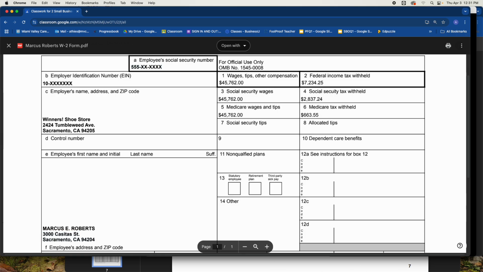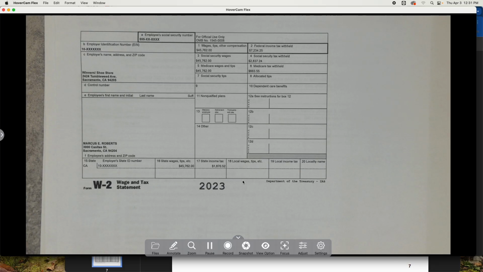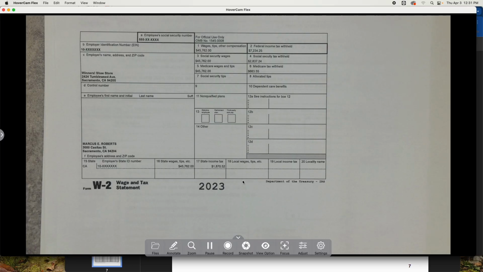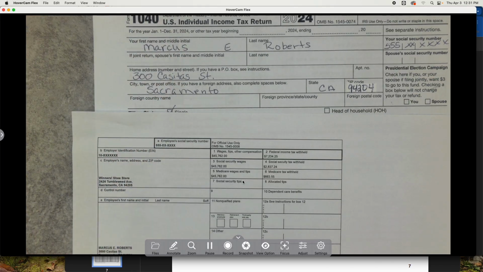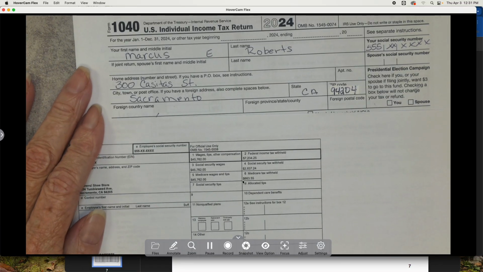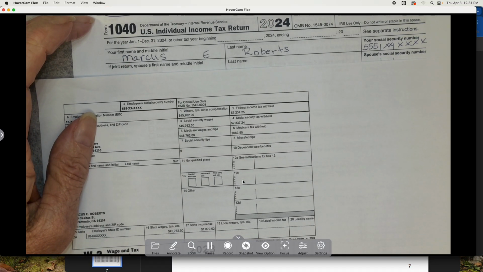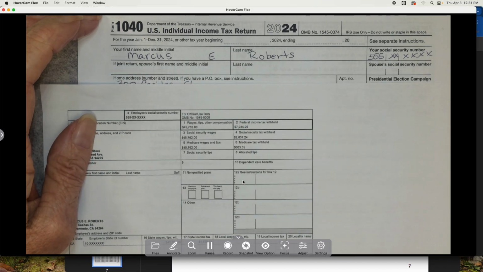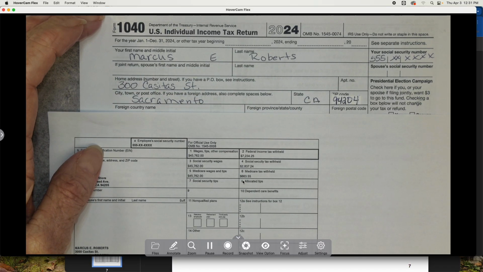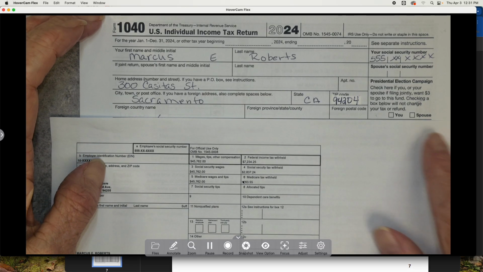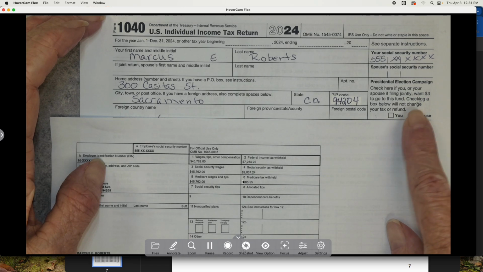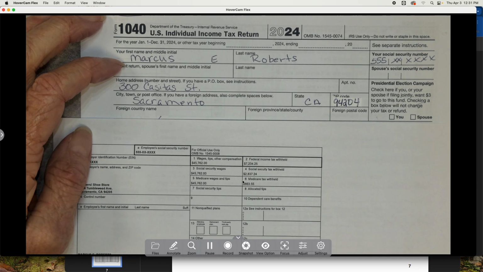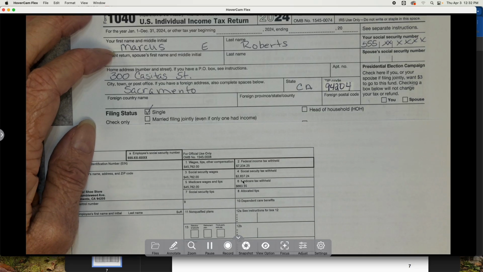We will use that information to fill out a 1040 income tax. So here again is his W-2, and we're going to use that to fill out this tax form. So on the 1040, we are going to fill in his first name, middle initial, last name, his social security number, his address, city, state, zip. If you think he would like $3 to go to the presidential campaign, you can select yes or no. Filing status, he is single.